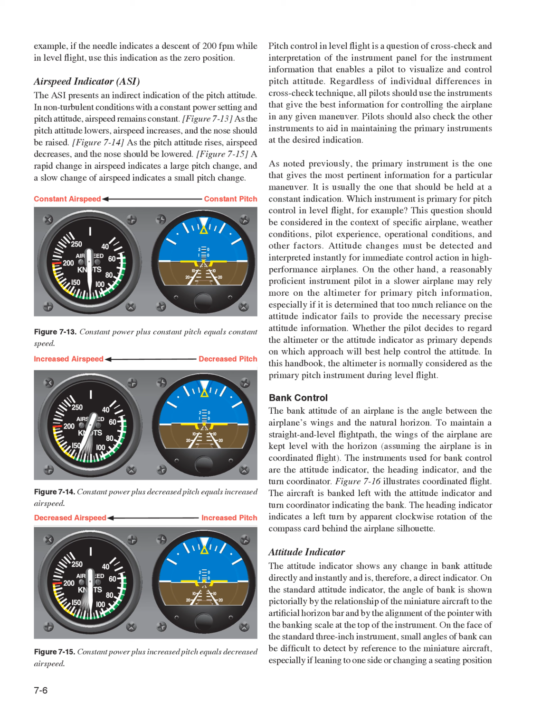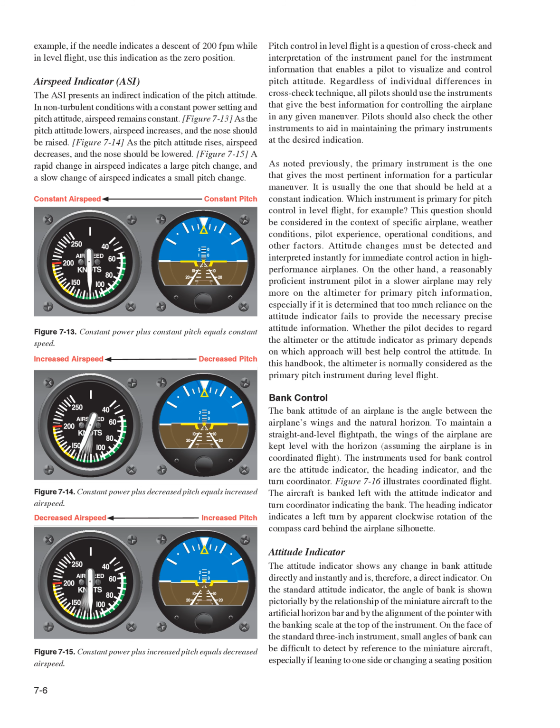The aircraft is banked left with the attitude indicator and turn coordinator indicating the bank. The heading indicator indicates a left turn by apparent clockwise rotation of the compass card behind the airplane silhouette. Attitude indicator. The attitude indicator shows any change in bank attitude directly and instantly and is, therefore, a direct indicator.